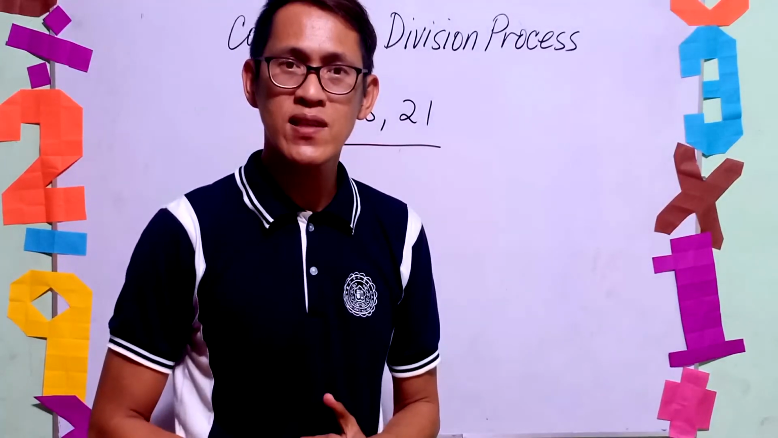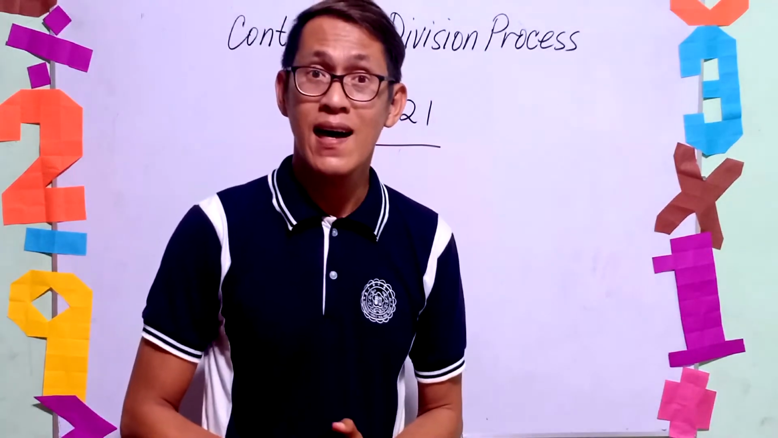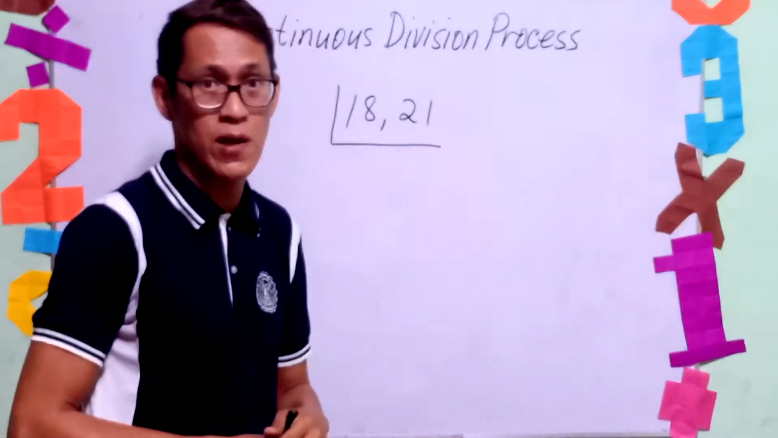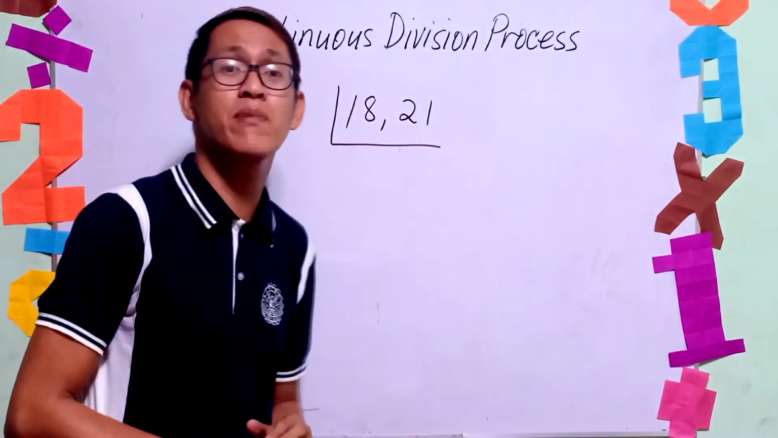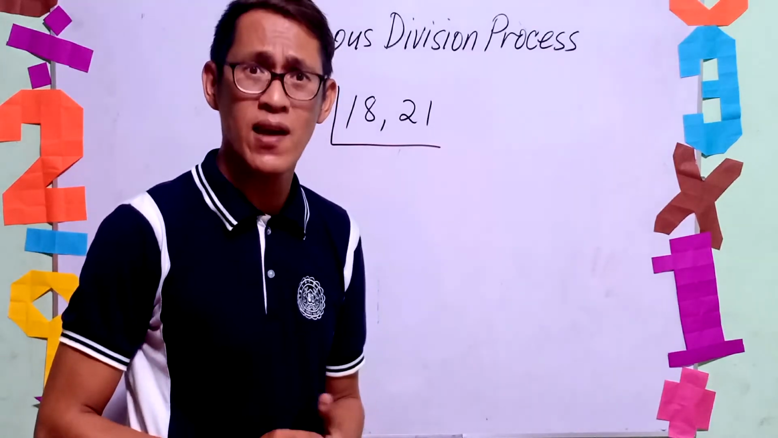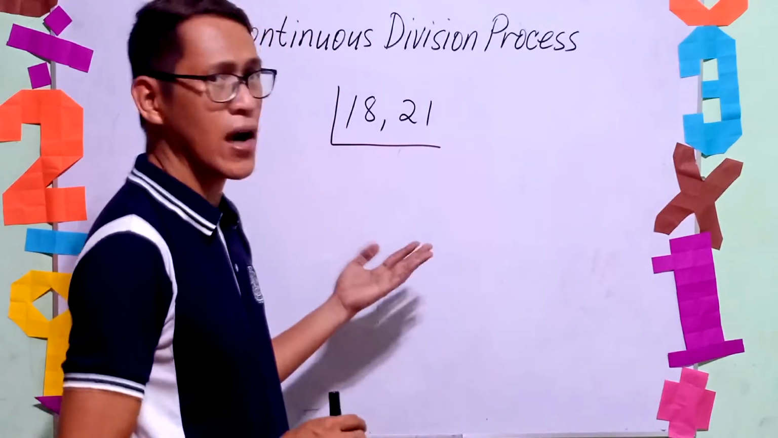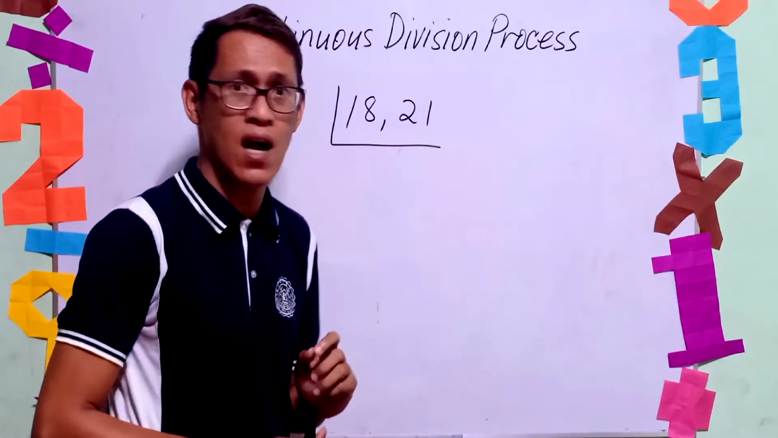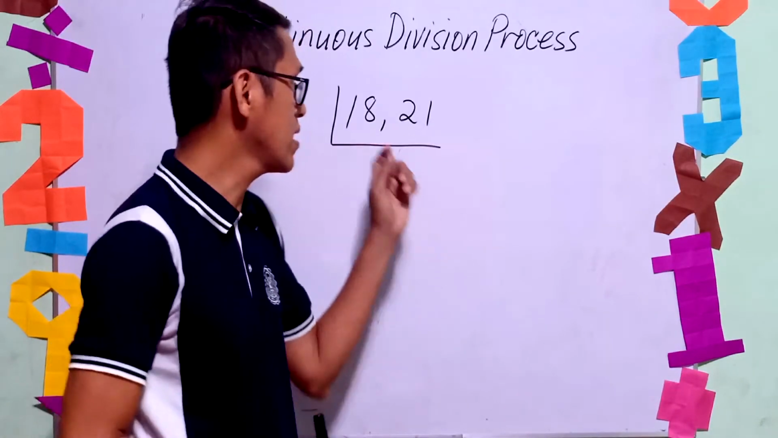Now let's go to the second way to get the least common multiple, and that is the continuous division process. So here we simply divide the given numbers. Again, divisibility rules can help you a lot here. So let's start with divisible by 2. Since 21 is not divisible by 2, we cannot use 2 here.